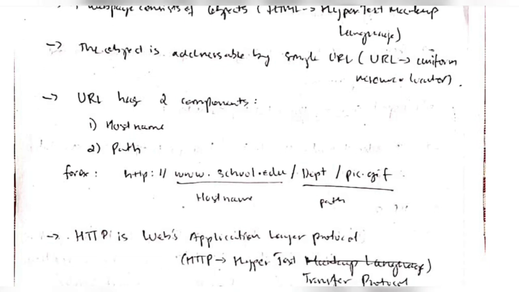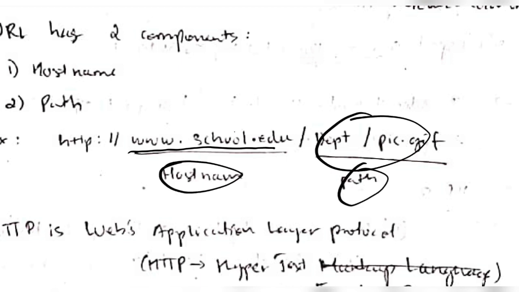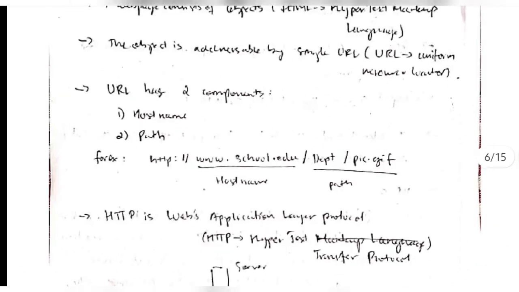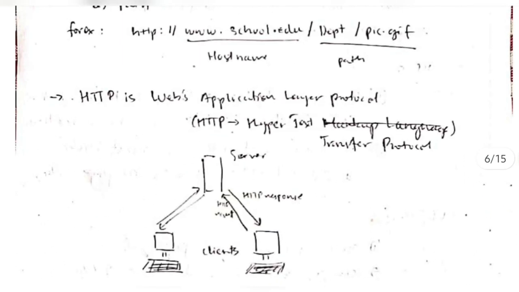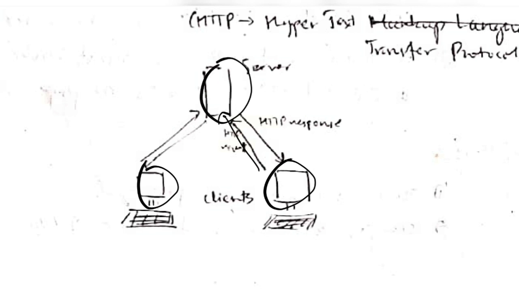See this example, we have the website of a school here. This is the hostname and this is the path, which means where exactly we want to go in the website. And HTTP is a web application layer protocol. So the objects are written in hypertext markup language, and the protocol is HTTP, which is hypertext transfer protocol. These are the clients making the request to the server. This is the request made and this is the response.